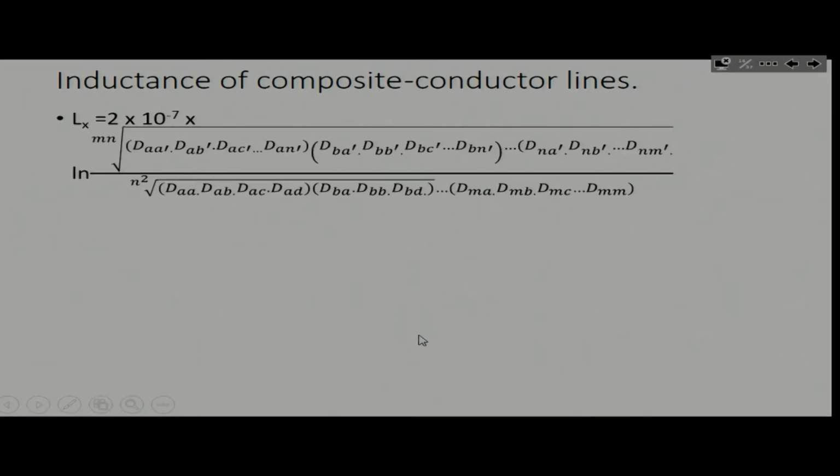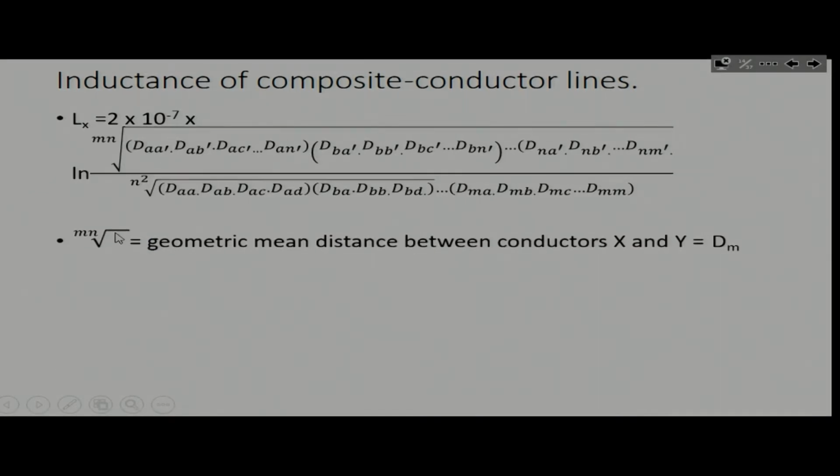Now if we look at the inductance of a composite conductor, that is a difficult formula there. It is 2 times 10 to the minus 7 times the ln of the mn-th root of all of that, divided by the n squared root of that at the bottom. Now the top part, the mn-th root, is known as the geometric mean distance between conductors x and y, and that is also equal to Dm. Then the n squared root is equal to the self GMD, which is equal to Ds.